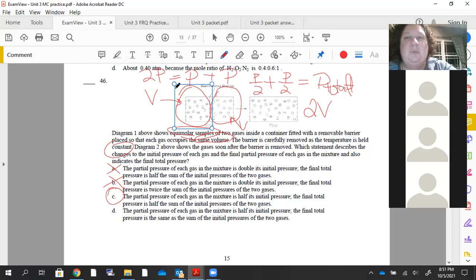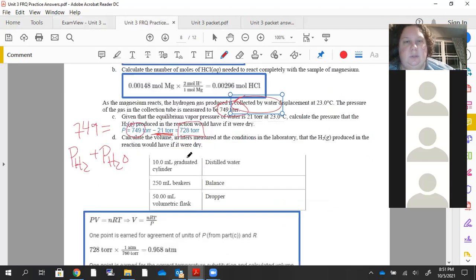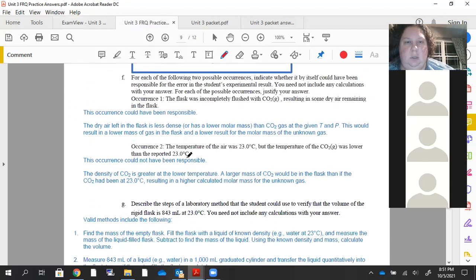So there is this super sneaky thing about the fact that we are changing the volume of that container. College Board likes to throw that in there. There's a free response question that's very similar to this.